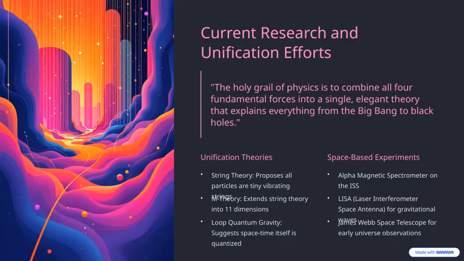Besides these theories, there are space-based experiments making huge strides. The Alpha Magnetic Spectrometer on the ISS, for example, is studying cosmic rays and antimatter to look for clues about the universe's origins. LISA, the Laser Interferometer Space Antenna, is designed to detect gravitational waves from massive cosmic events, giving us new ways to observe the universe. And then there's the James Webb Space Telescope, which is peering back in time to observe the earliest galaxies and stars, helping us understand the universe's infancy. All these efforts, both theoretical and experimental, are interconnected. They push us closer to unification, bringing us nearer to understanding the fundamental fabric of reality.